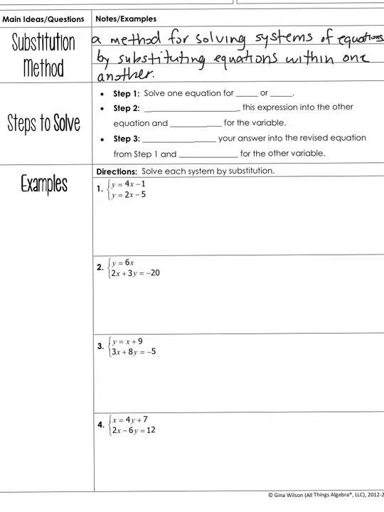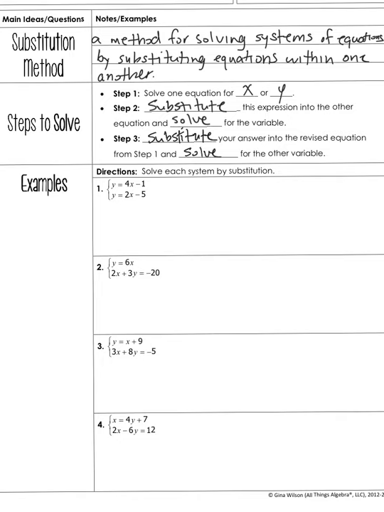I always enjoyed it. So first step, solve one equation for x or y, it doesn't matter, whichever is easiest to solve for. Step 2, substitute this expression into the other equation and solve for the variable. Step 3, substitute your answer into the revised equation from step 1 and solve for the other variable.